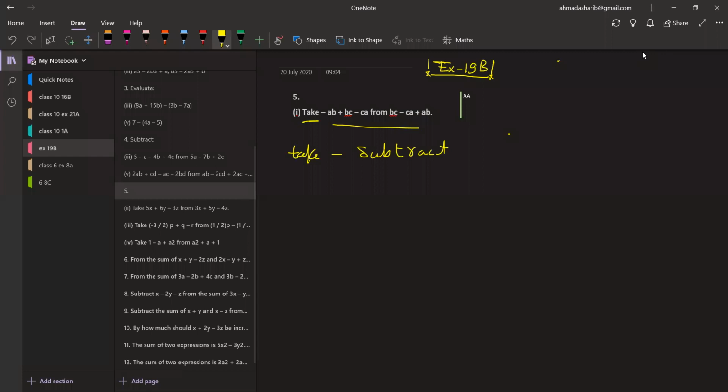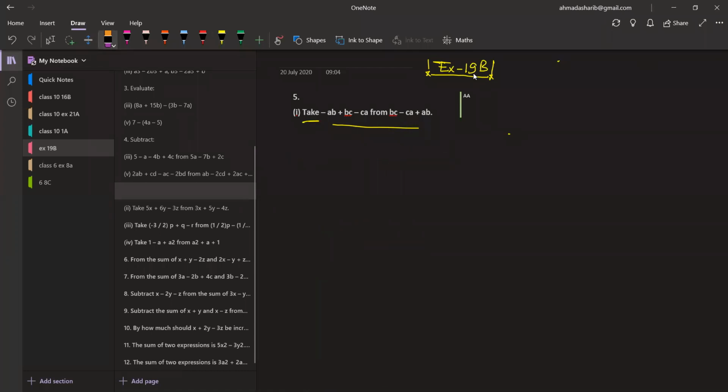Subtract. For example, suppose you have 6 candies and I will ask you to take 4 candies. So you have taken 4 candies out of them. 1, 2, 3, 4. So how many candies are left? 3 candies are left. So it means I am asking you to subtract. Okay, take means subtract. Is it clear?